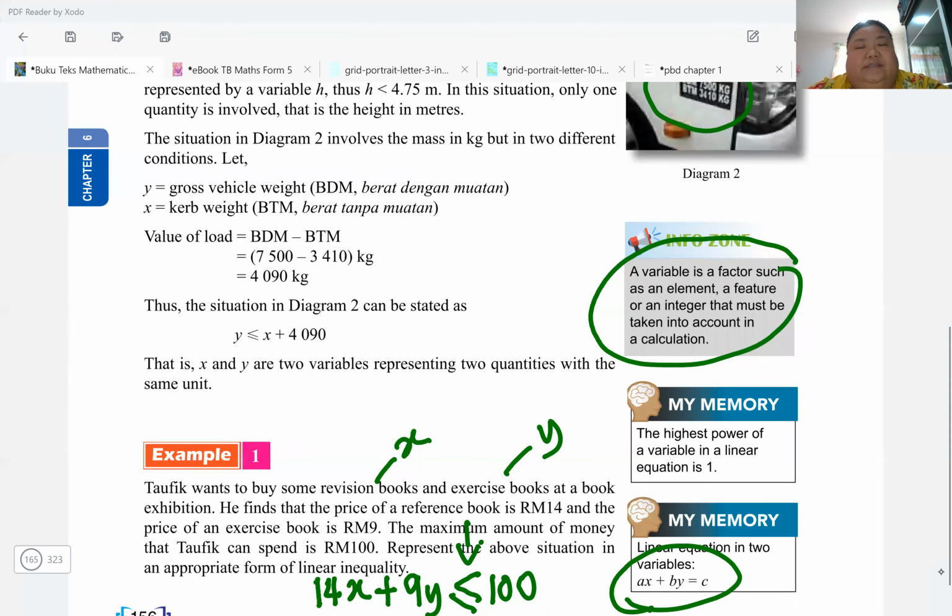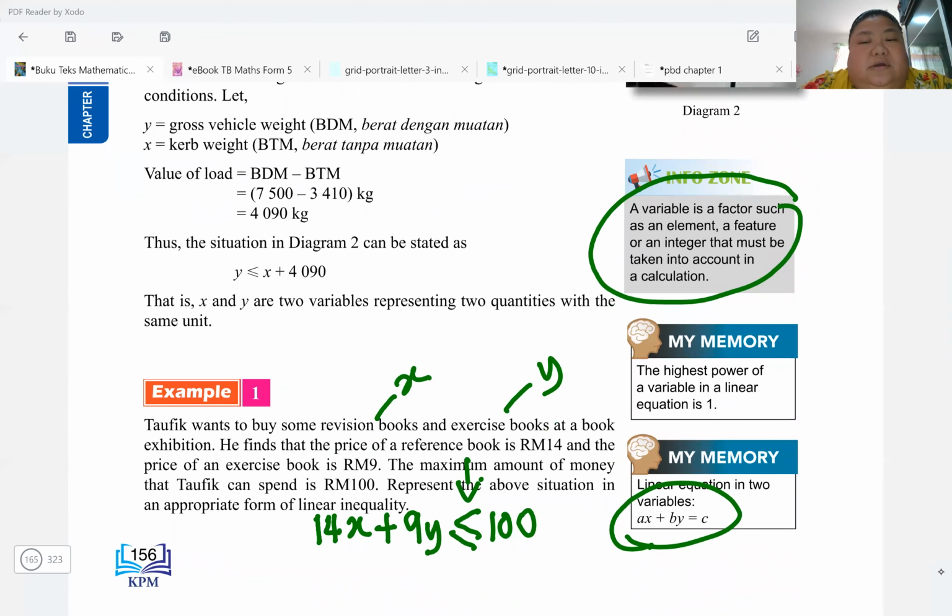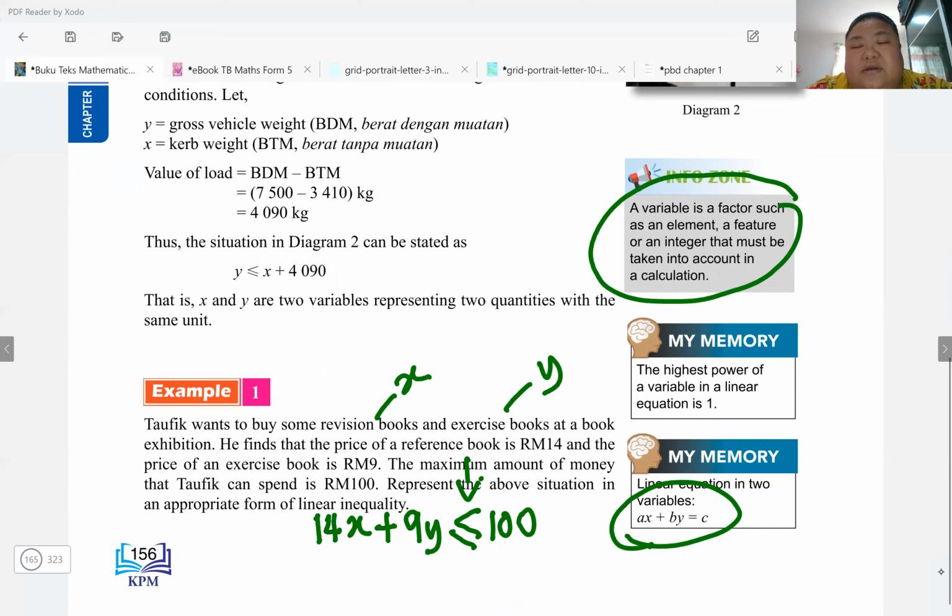Let's look at example one. If you see the info zone here, a variable is a factor such as an element, feature, or integer that must be taken into account in a calculation. The highest power of a variable in a linear equation is one. That's what I meant just now.